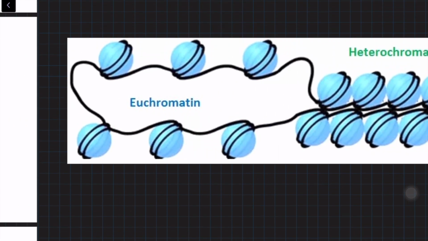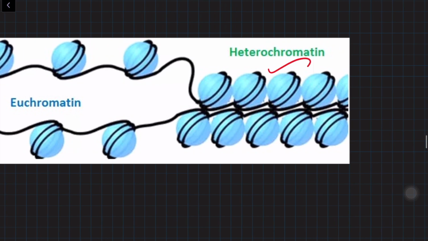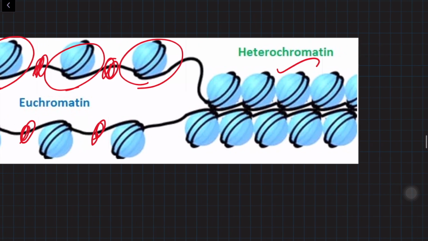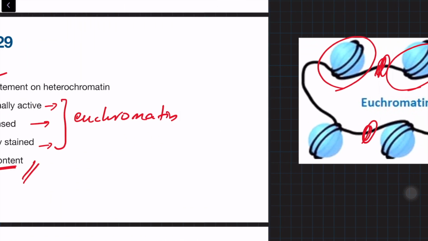So this is euchromatin. Normally it is stored in this way, and then it gets unwound. It is less condensed, so it stains less, and these parts can be transcriptionally active, but this part cannot be active. Okay, this is euchromatin.